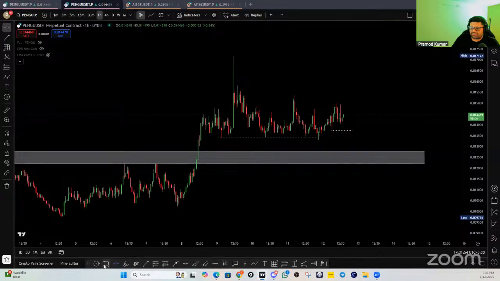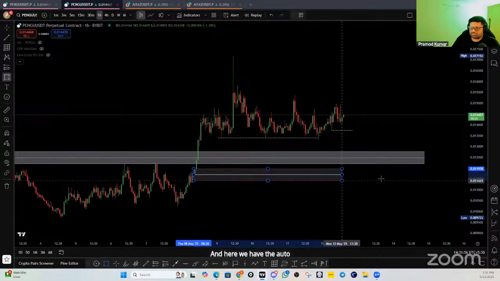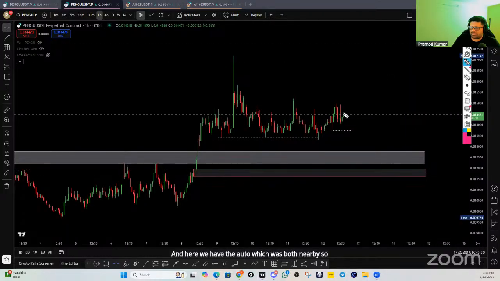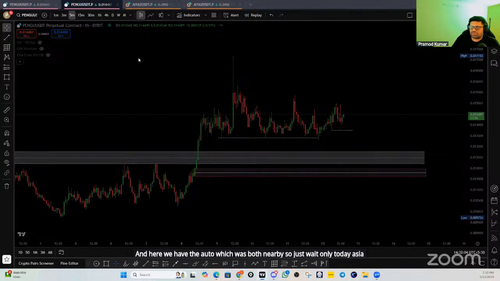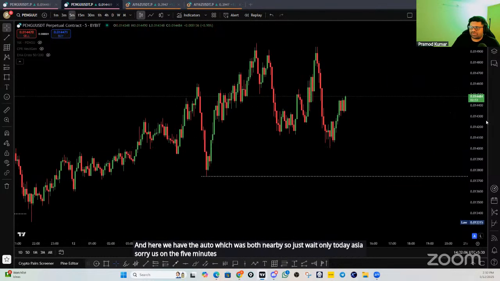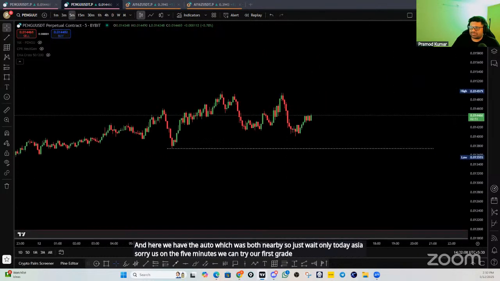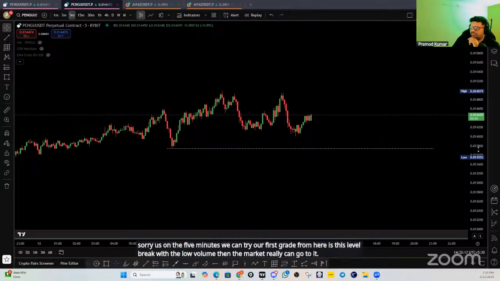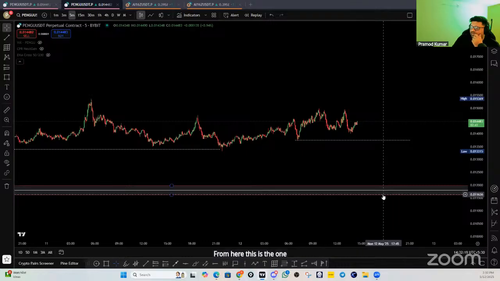And here we have the order block. It's nearby, so just wait for today's US session on the 5 minutes. We can try our first trade from here. If this level breaks with low volume, then the market maybe can go here. Yeah, from here, this is the 1 hour time frame. We can find it right here, sir.